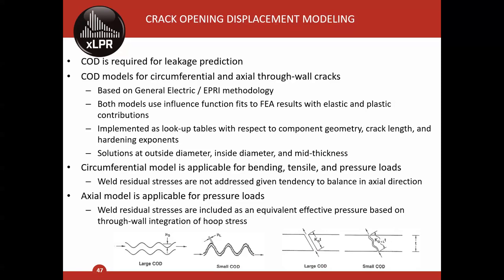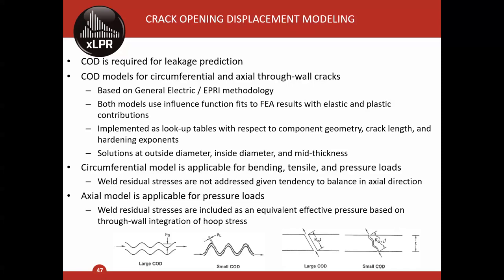Now, the xLPR COD models are an extension of the GE-EPRI solutions in that they consider combined tension and bending load cases, as well as extend the ranges over which the elastic and plastic influence functions are applicable. So that's a greater range of pipe mean radius to thickness ratios and normalized crack lengths that are included. The COD models are implemented as lookup tables as a function of component geometry, crack length, and strain hardening exponents. The COD models then output COD values at the pipe OD, ID, and halfway through the pipe thickness.